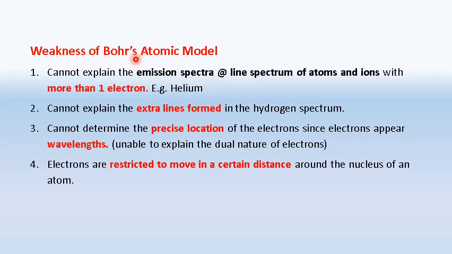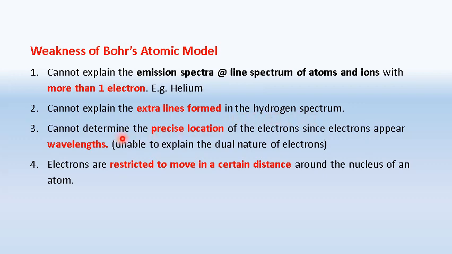Just now we learned about 4 postulates of Bohr's atomic model. But there are a few weaknesses of Bohr's atomic model. So these are the 4 weaknesses. The first one, it cannot explain the emission spectrum with more than 1 electron for an atom or ion. So from the start we keep on saying this model uses the hydrogen atom, because hydrogen atom only has 1 electron. Other ions that this model can explain are helium positive, lithium 2 positive. At the same time, it cannot explain the extra line form in the hydrogen spectrum.